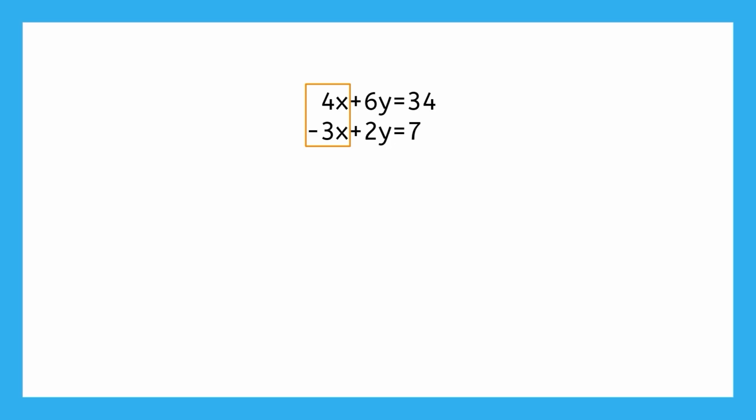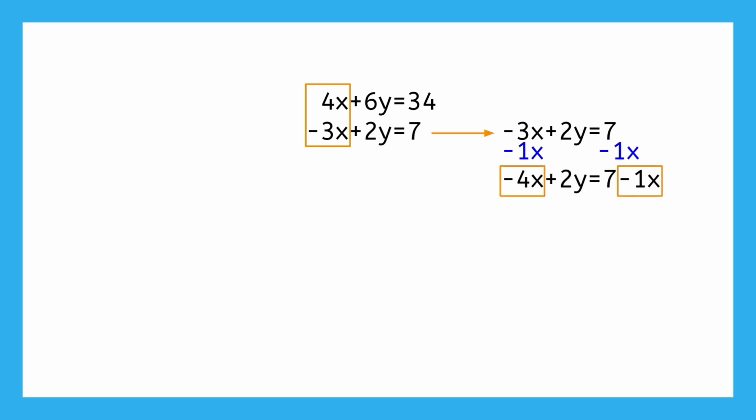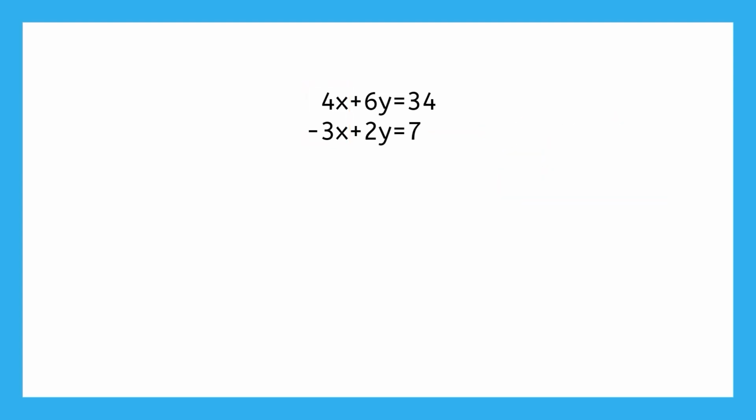Well, I know that I can do anything I want to an equation as long as I do the same thing to both sides. Maybe you're thinking that I could just subtract 1x from both sides of the bottom equation. But that would give us x's on both sides of this equation. My like terms wouldn't be lined up, so that won't work.